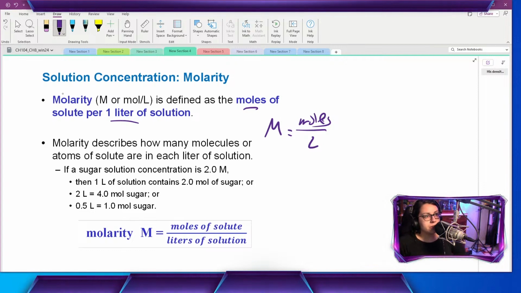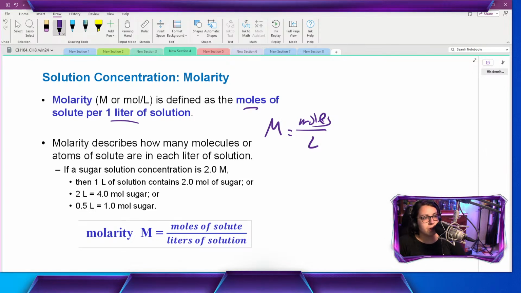And so if a sugar solution concentration is 2 molar, right, we're saying it has 2 moles of sugar for every 1 liter. Or 2 liters has 4 moles of sugar. Or half a liter has 1 mole of sugar. And you can see how you could use your proportion to do that, or this kind of little formula here.